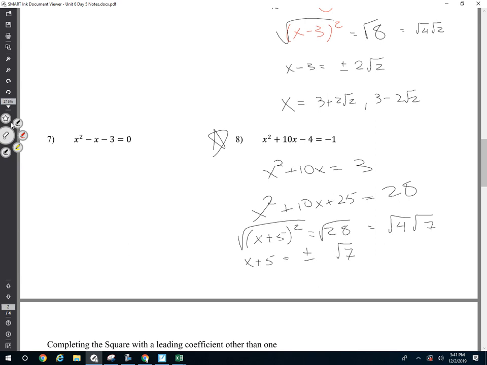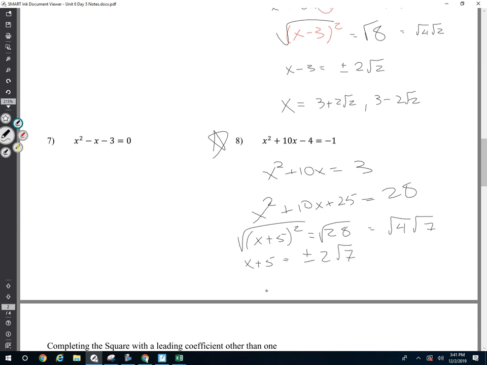Stay with me, Mr. Quinn. Feel like you don't want, well, we don't learn math by looking at it. We will learn math by doing it. We will finish by subtracting 5 from both sides, which is adding negative 5. Negative 5 plus 2 root 7, and negative 5 minus 2 root 7.